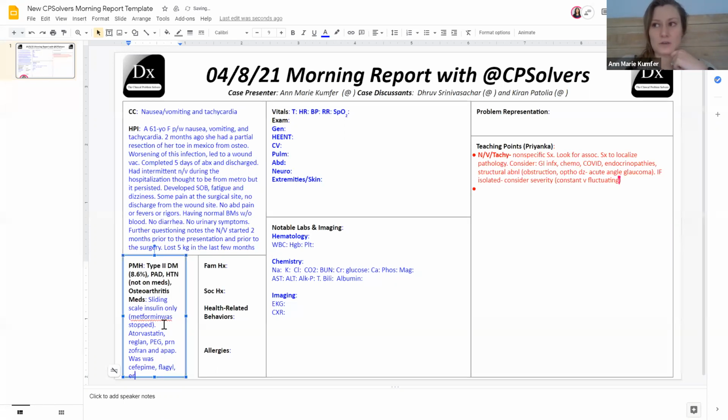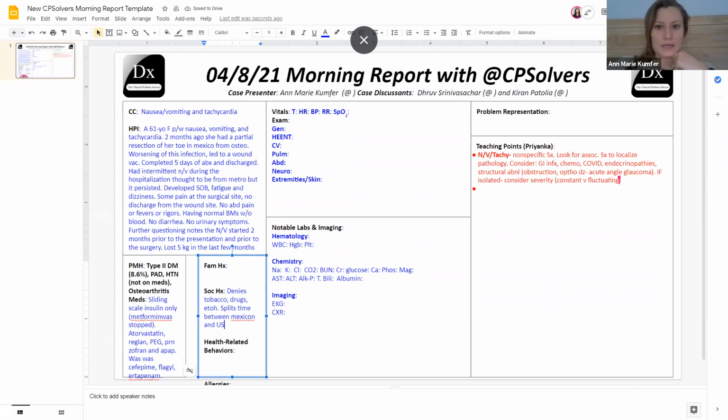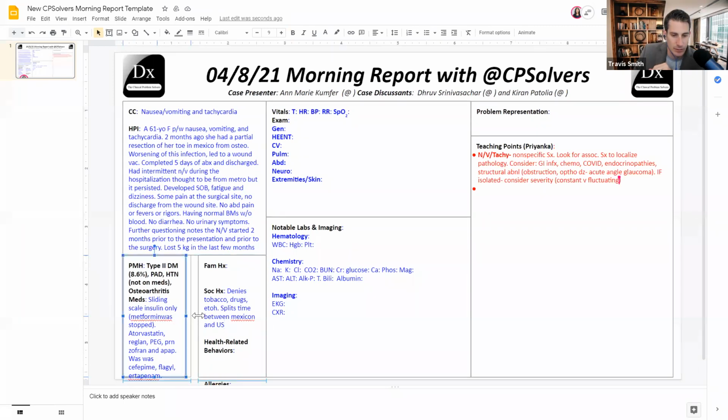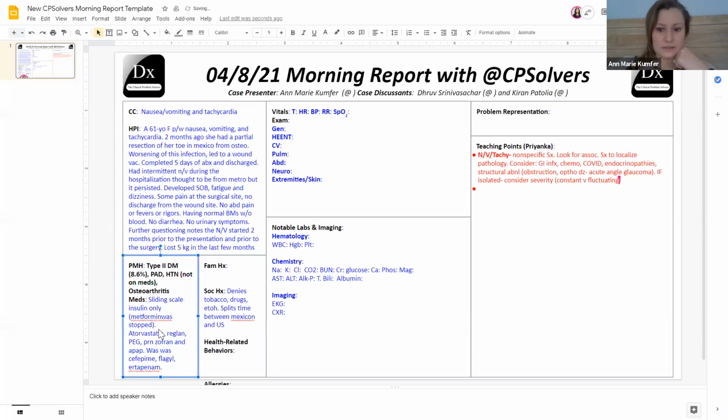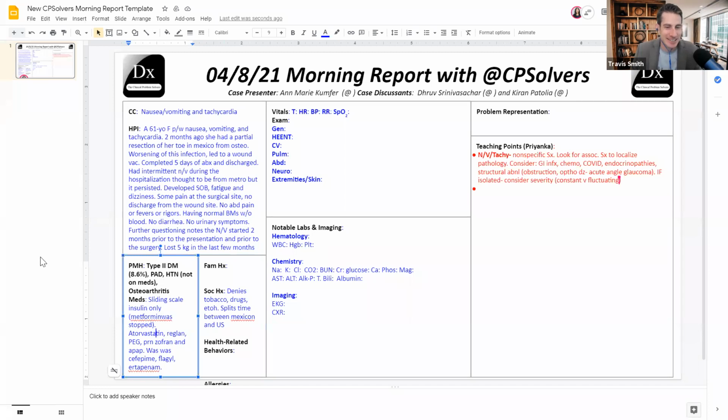Social history, she denied tobacco use, alcohol use, any sort of drug use, and all the over-the-counters were in her SNF records. And then she tends to split her time between Mexico and the US. As far as her vital signs, oh, sorry, I'll wait 1 moment. First, there was one other medication I think that I missed. Sorry, was it cilostazol? Oh yeah, I don't know how to spell that one. I'll add.